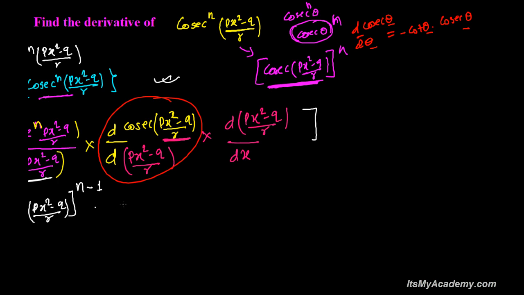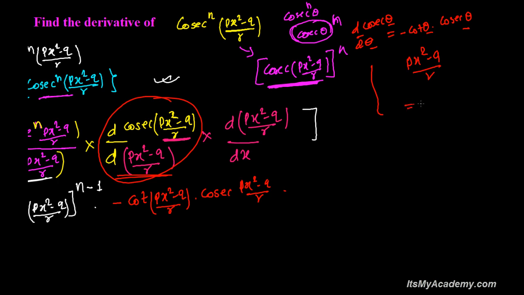Alright, so I'm writing here minus cot of (px square minus q over r) times again cosec of (px square minus q over r). Alright, and we finished with this part now. Alright, that's it. And now px square minus q over r. So let's find out the derivative of this. Alright, well, I'm just doing here a little bit. It's px square minus q over r.